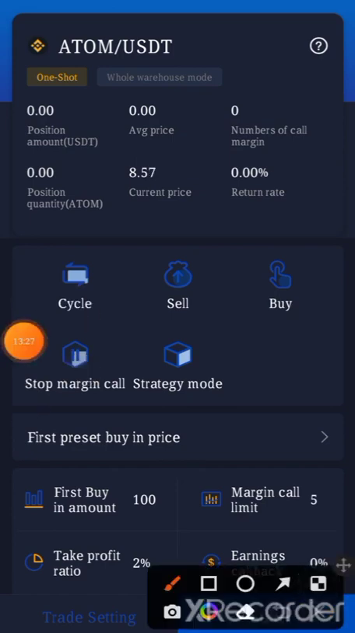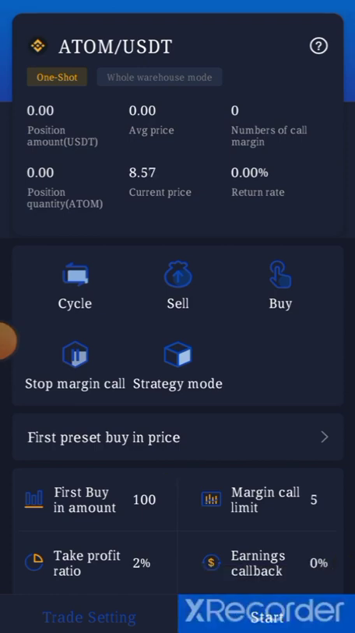Start is down here. Just a minute, I think it's disturbing, but here, just down at the bottom right, there's the word start. Because your setup is ready, you just tap on start, and the robot will start trading.